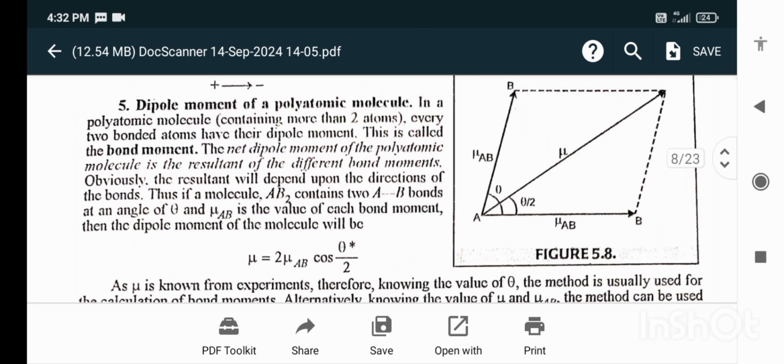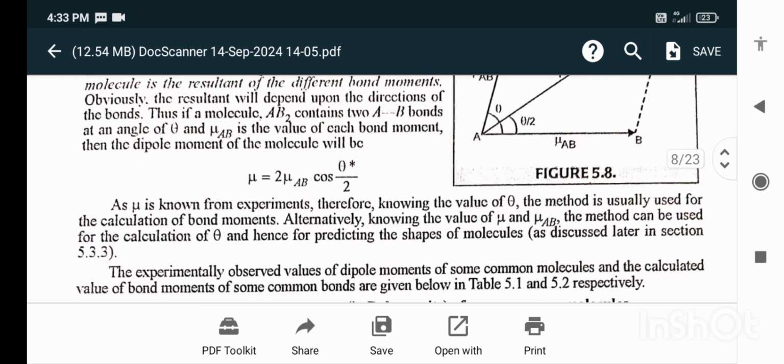Dipole moment of a polyatomic molecule. In a polyatomic molecule containing more than two atoms, every two bonded atoms have their dipole moment. This is called the bond moment. The net dipole moment of the polyatomic molecule is the resultant of the different bond moments. Obviously, the resultant will depend upon the directions of the bonds. Thus, if a molecule AB2 contains two A to B bonds at an angle of theta and mu AB is the value of each bond moment, then the dipole moment of the molecule will be mu is equal to 2 mu AB cos theta by 2.